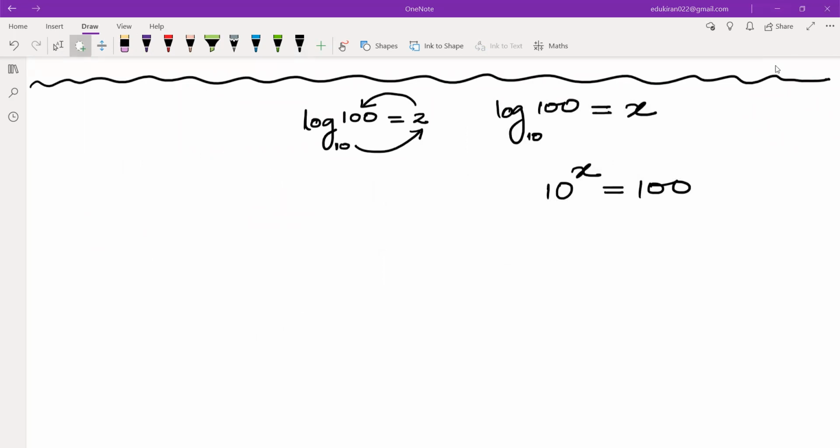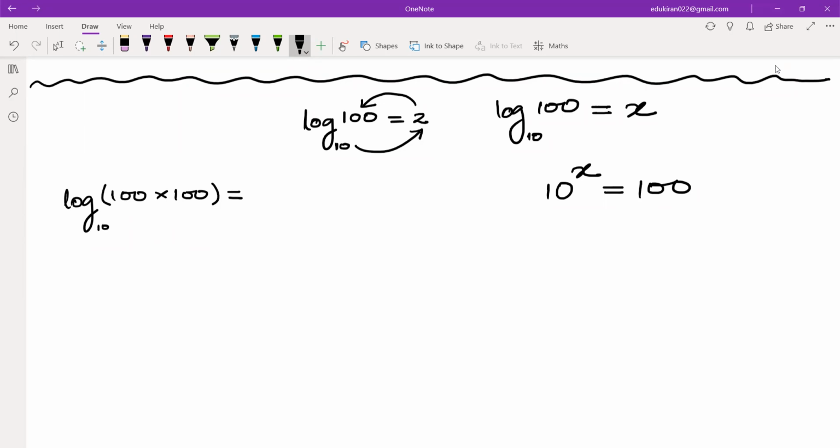Now you can see that 10 to the power of 2 is equal to what? 100. Right? 10 to the power of 2 is equal to 100. Let me tell you one thing, and then we will derive one identity. Tell me, what is log of 100 into 100? Base is still 10. Tell me.